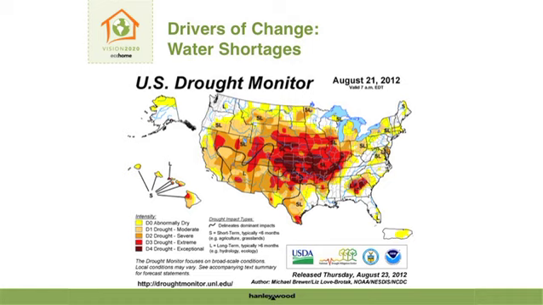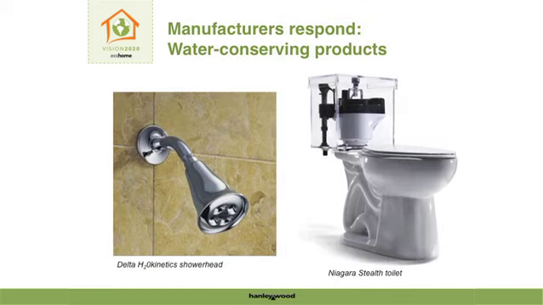Great resource, if people aren't familiar with this, the U.S. Drought Monitor, maintained by the University of Nebraska in Lincoln. You can download weekly maps showing the extent of the current drought conditions. And manufacturers have really stepped up to the plate.